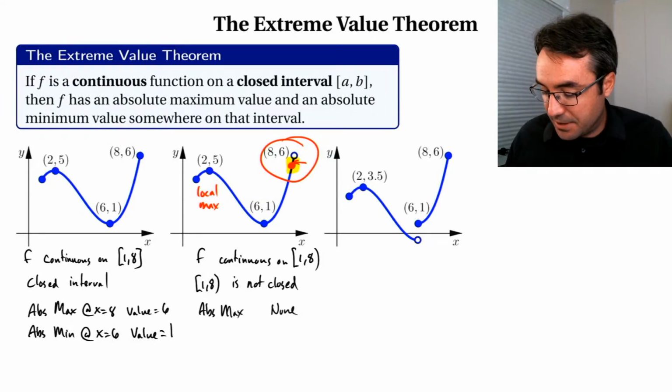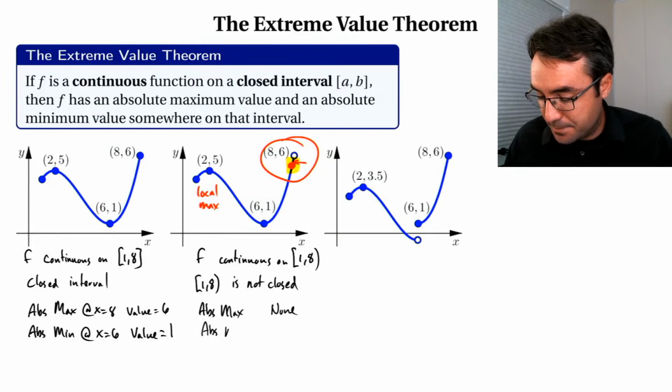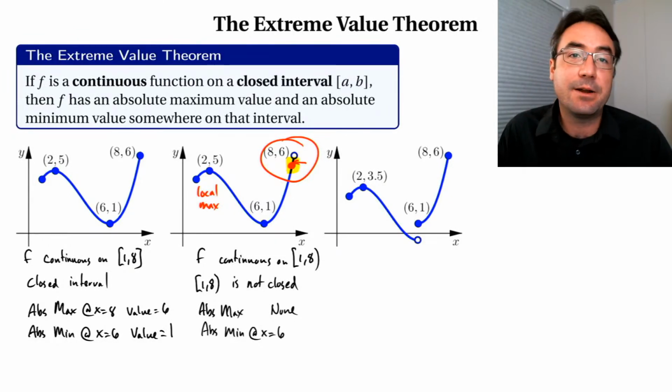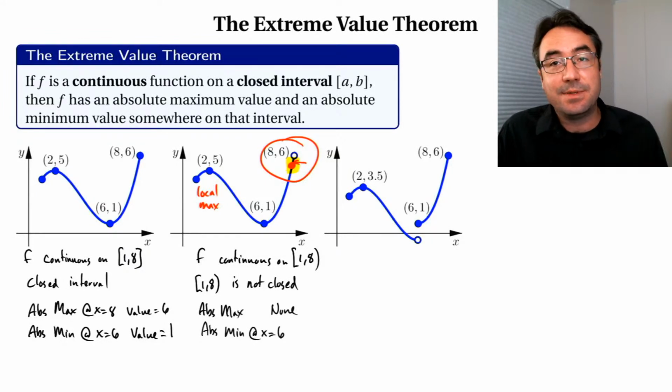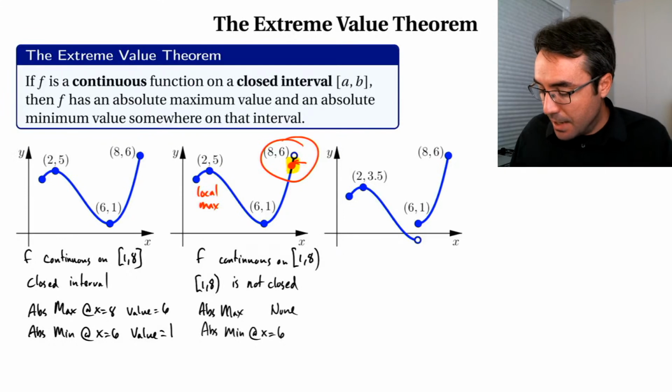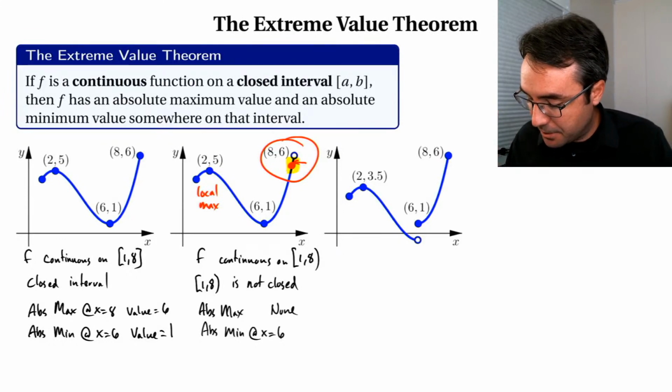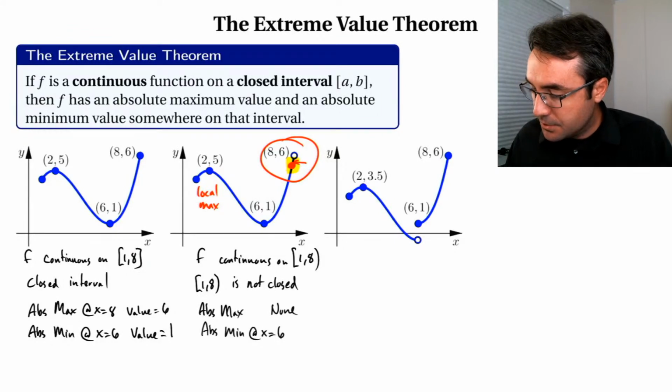But there is still an absolute min. So we might still have something, we're just not guaranteed to have it. This is an example where it's a continuous function, just not on a closed interval. So we don't have an absolute max, but we do have an absolute min. On the next graph, let's see what might happen here. So here, f is not continuous.